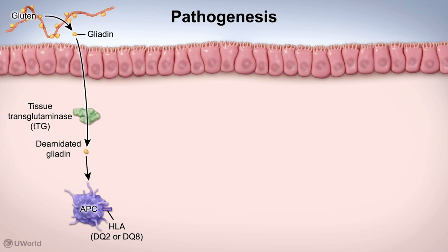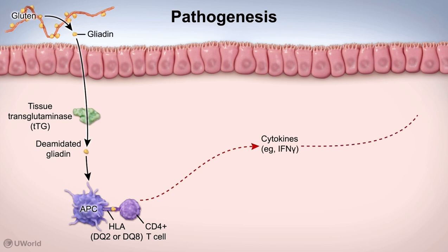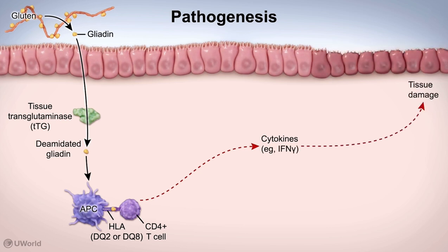Celiac disease occurs almost exclusively in individuals with HLA DQ2 and DQ8 alleles, which suggests that the molecules play a key role in the pathogenesis. The gliadin antigen is then presented to CD4-positive T cells, activating them to release pro-inflammatory cytokines like interferon gamma. This results in injury to the intestinal epithelium.